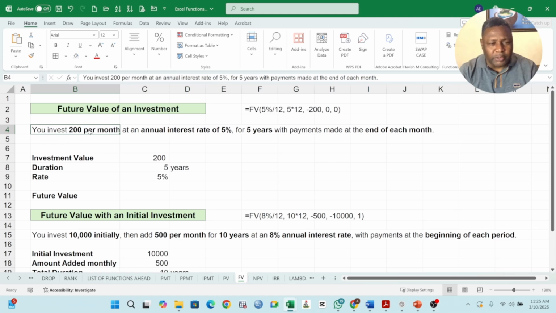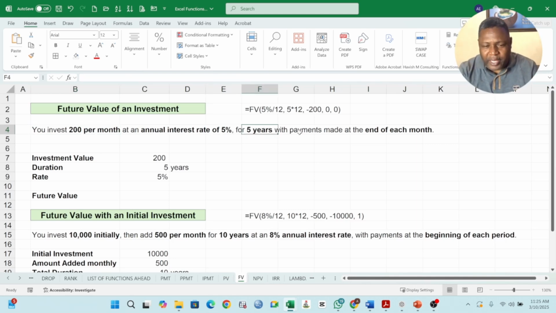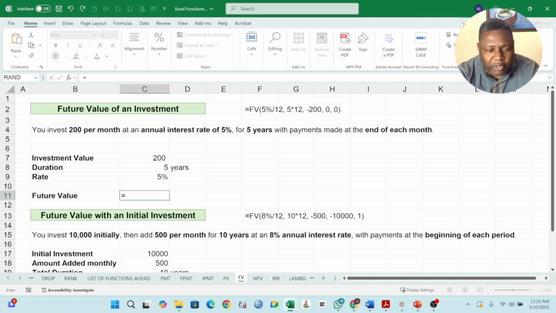Okay, so now we have this question that says you invest 200 per month, can be dollars, can be whatever currency, at an annual rate of 5% for 5 years, with payments made at the end of each month. So this is very specific. Investment value is this, duration is this, and rate is this. So we want to calculate the future value. So we will say equals FV.